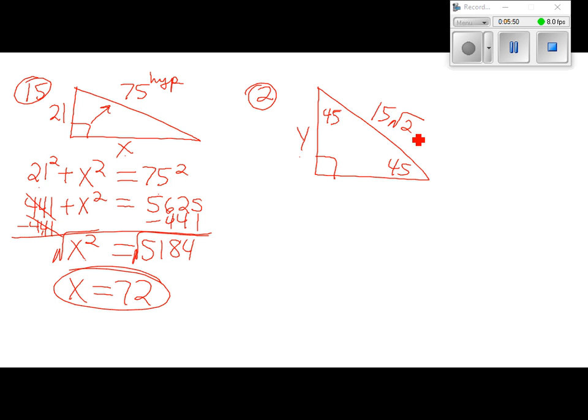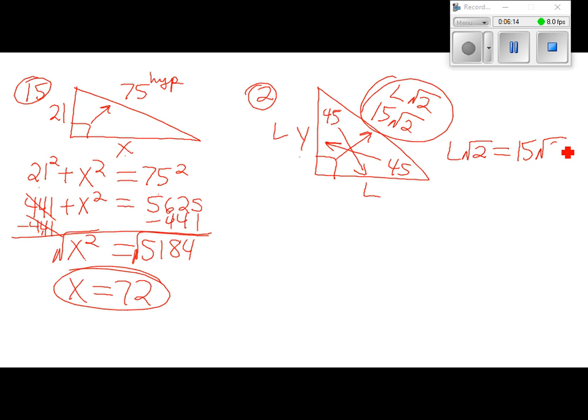In a 45-45-90 triangle, the sides across from the 45-degree angles should be labeled L and L. The side across from the right angle is L times the square root of 2. You could have used sine, cosine, tangent on this, but this is probably the easiest way. We set up the equation: L radical 2 equals 15 radical 2. You guys are making these radicals too difficult. Divide both sides by the square root of 2, because if you're multiplying L times the square root of 2, then to get L by itself, you divide by the square root of 2.